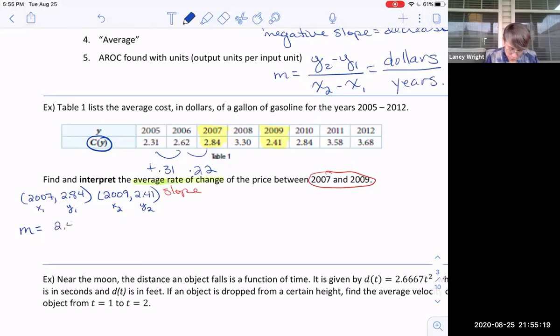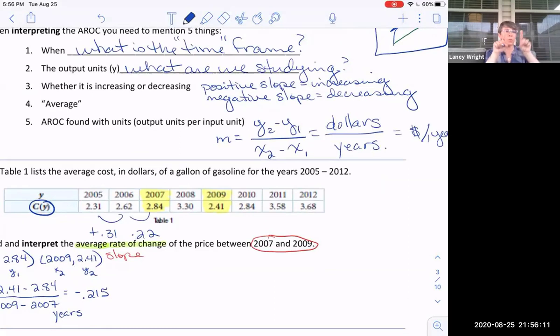So we can do 2.41 minus 2.84 divided by 2009 minus 2007. And let's see, what do we get? We get approximately a negative 0.215. Remember, when you're finding your slope, the top number was the price in dollars, and the bottom was in years. Try to keep those things in sight there when we interpret what we found.